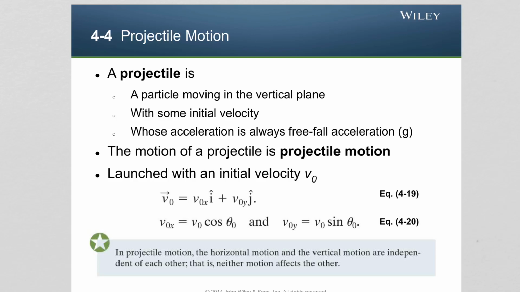So an important property of projectile motion is that the vertical and horizontal components of the motion are independent of each other when it comes to the velocity of motion and acceleration. Where the two are connected is the time for the motion. Both portions take the same amount of time. And so in projectile motion, the horizontal motion and the vertical motion are independent of each other. That is, neither motion affects the other. And so it's been shown experimentally that that is the case.